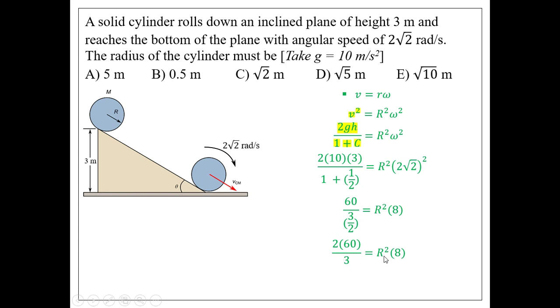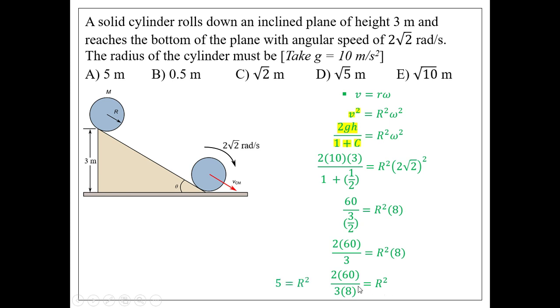As you can see at this point, you're trying to solve for r. You have r squared times 8. So the next step you need to do is just get rid of the 8 by dividing both sides by 8. So I'm just going to move the 8 from the top right to the bottom left and combine that with the 3 there. So here you see that you have 2 times 60, which is 120, and then this is 24, which is equal to r squared.